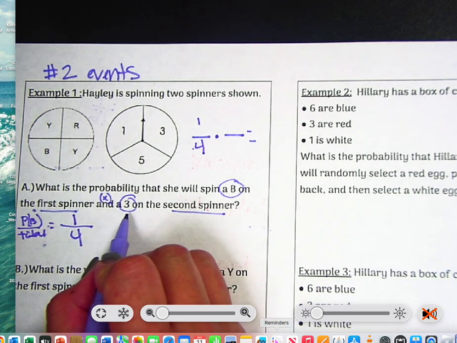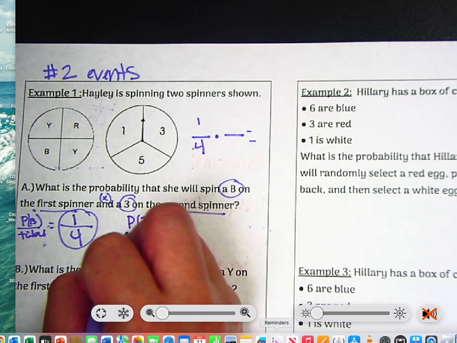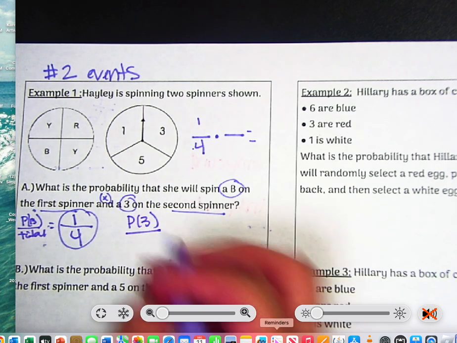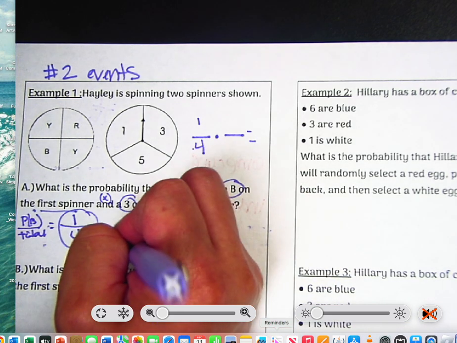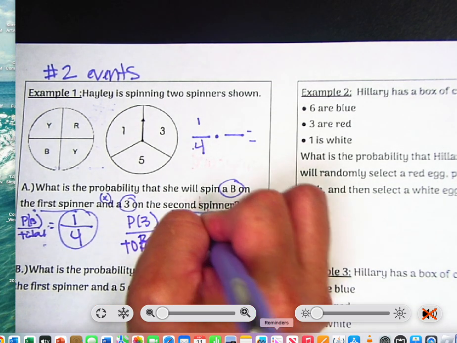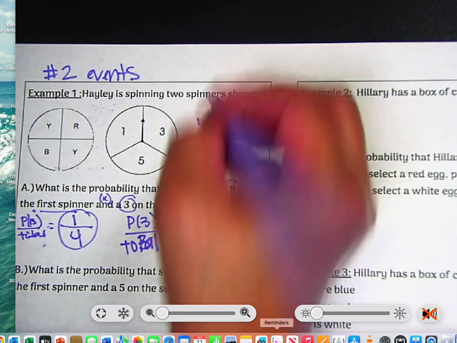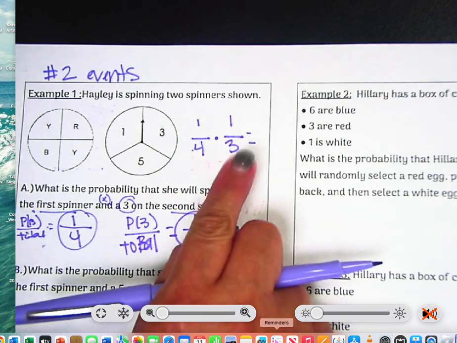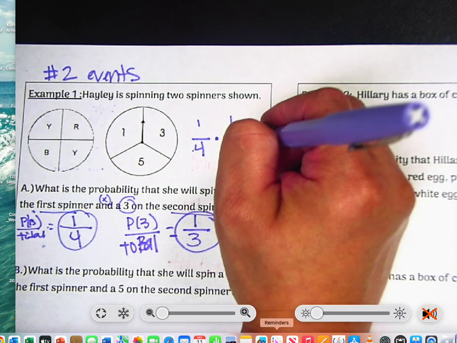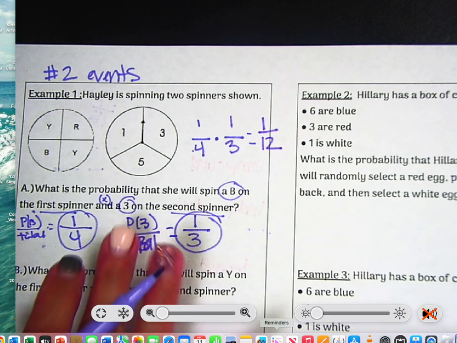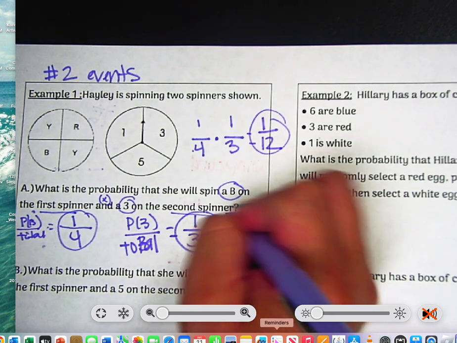Now for the second event, this is what I need: the probability of landing on a 3 out of my total options. Well, this spinner has 3 options, so my total will be 3. Sorry, that should be the total. Okay, so how many 3s do I have on this spinner? I have 1 three, and how many total options? I have 3 options. So 1/3. So once I have my 2 events, all I'm going to do is multiply across. 1 times 1 is 1. 4 times 3 is 12. So the probability of these 2 events happening is going to be 1 out of 12. So my answer for this part is 1 out of 12.